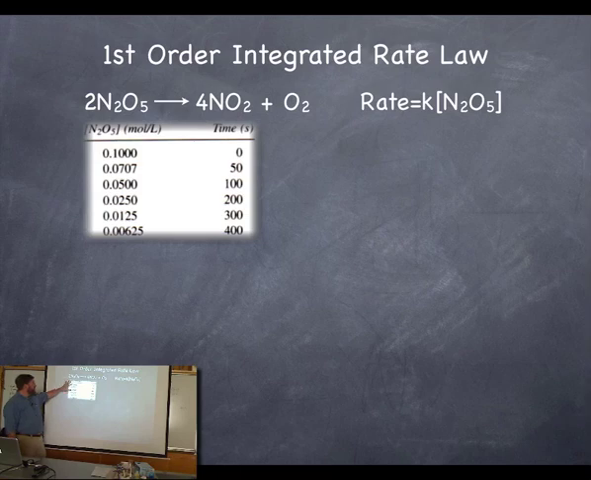So what we want to do is collect data that is time versus concentration. And from that time and concentration data, we want to be able to figure out whether the reaction is a first order, second order, or zero order rate law. Questions? The rate law is that.